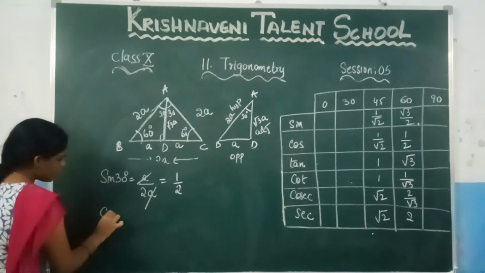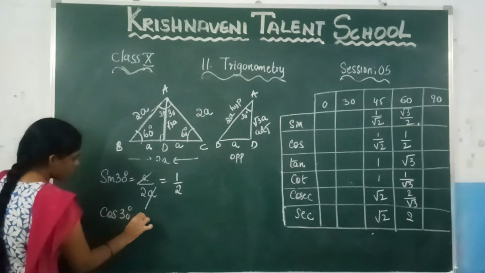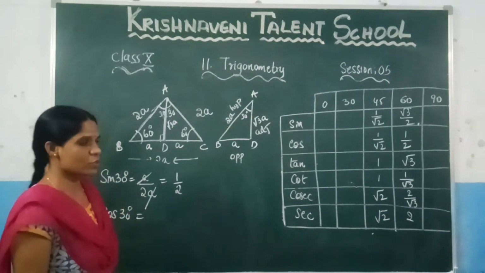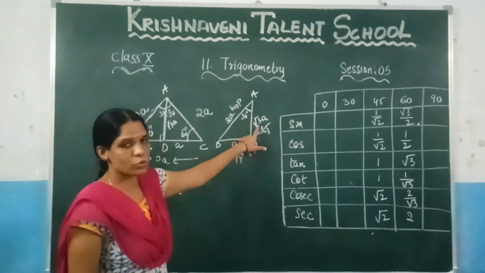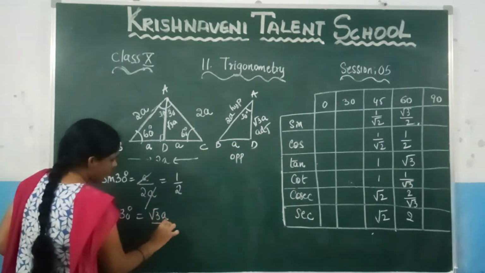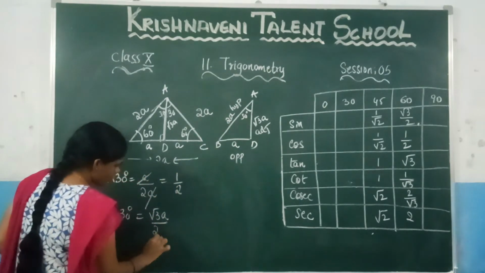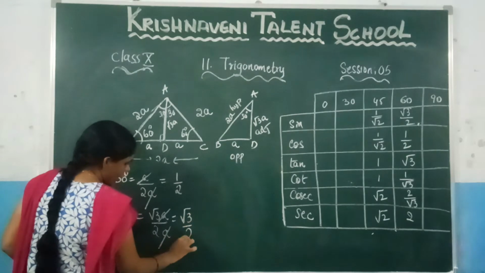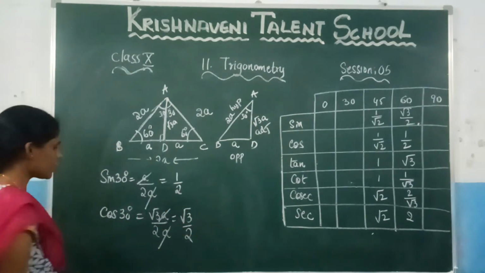Now let us find the value of cos 30. What is the formula for cos? Adjacent side by hypotenuse. What is the adjacent side? Which is root 3a by hypotenuse, which is 2a. So this one will get cancelled, and we will be left with root 3 by 2.